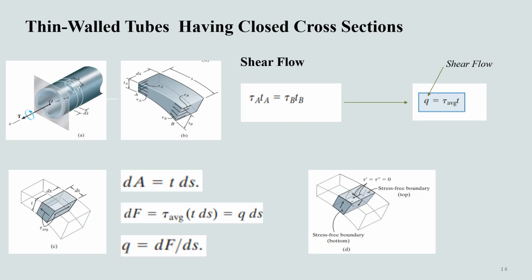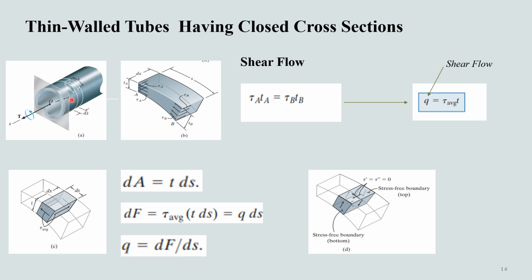Now we are going to discuss thin wall tubes having closed cross sections. Thin wall tubes of non-circular cross sections are often used to construct lightweight frameworks such as those used in aircraft. In some applications, they may be subjected to a torsional loading. In this section, we will analyze the effects of applying a torque to a thin walled tube having a closed cross section, that is, a tube that does not have any breaks or slits along its length.